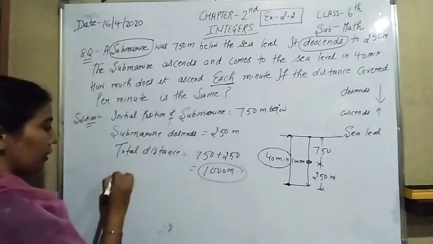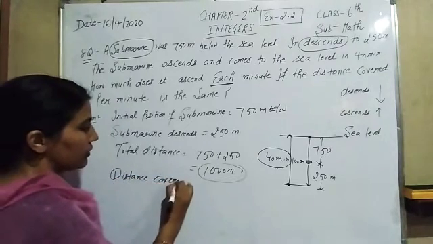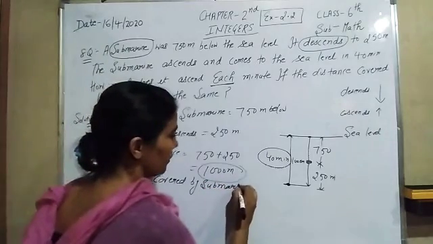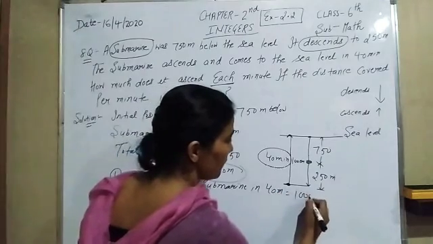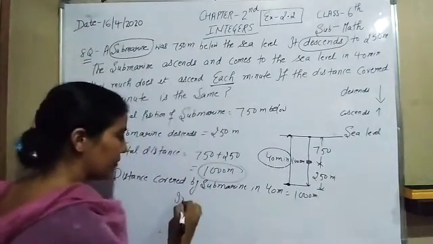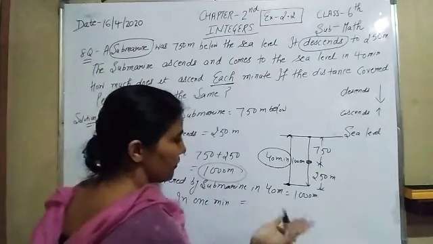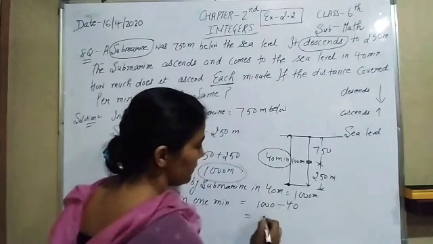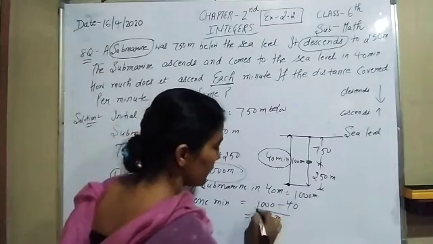Now, the distance covered by the submarine in 40 minutes is equal to 1000 meters, and we want it for 1 minute. In 1 minute, that means in each minute, everyone knows that we have to divide. 1000 divided by 40 is 25 meters.